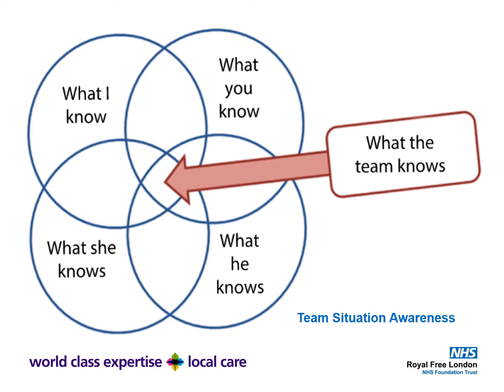So when you're thinking about your role as a team leader, you want to put yourself in the middle of this Venn diagram. So you'd be thinking, well, what do I know as team leader? What does she know as a member of the team, and what does he know as a member of the team? And this should all then be synthesized into what the team knows, and this is known as team situation awareness.